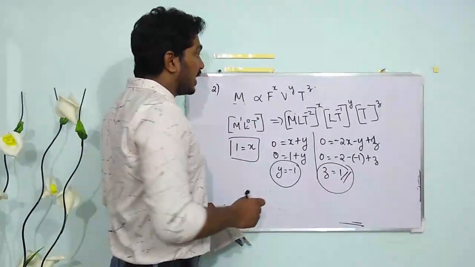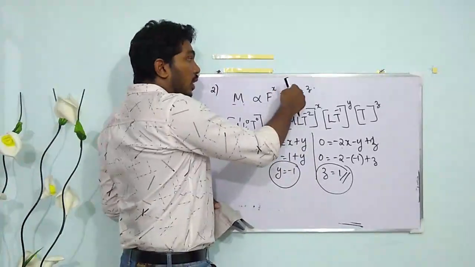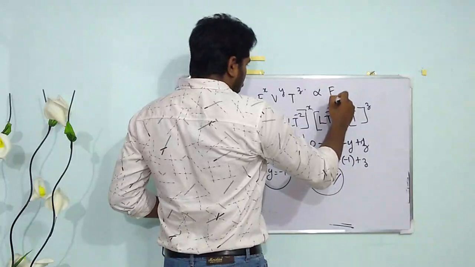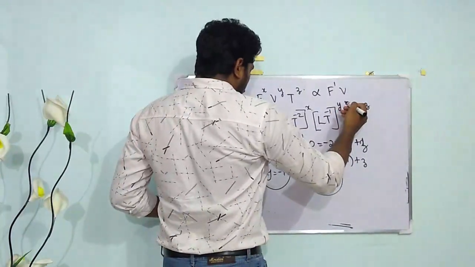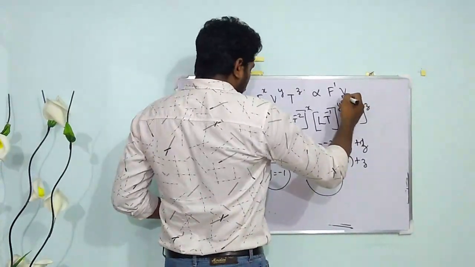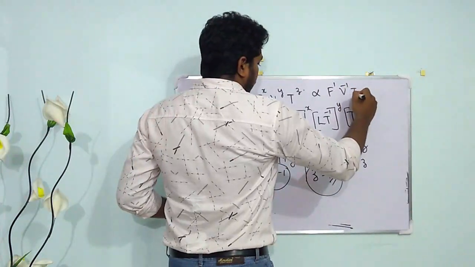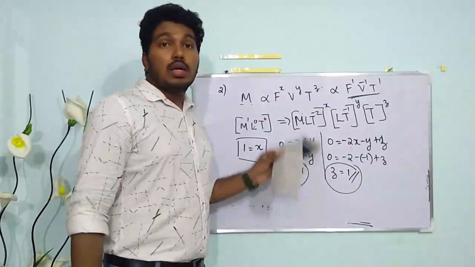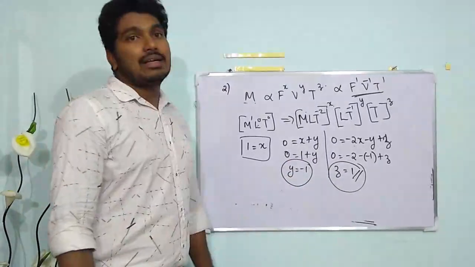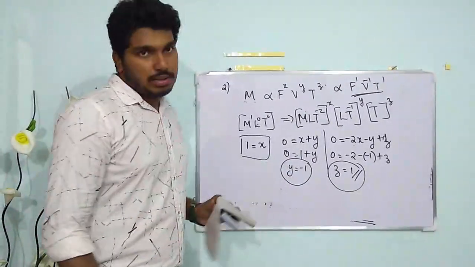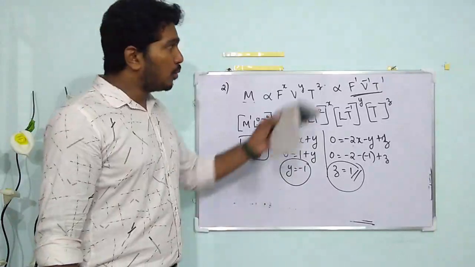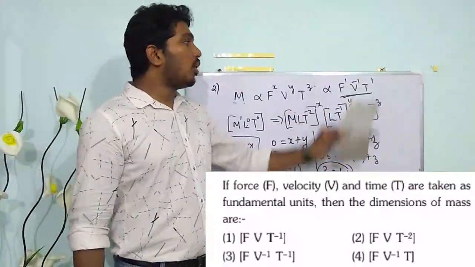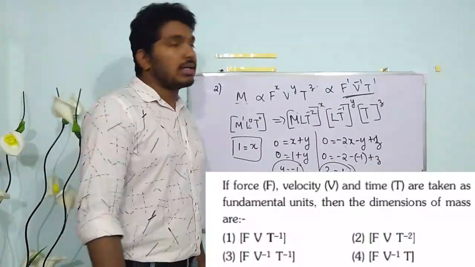Okay, so what do you get as the answer? You got the powers x, y and z. So you can write this as proportional to F raised to 1, V raised to minus 1 and T raised to 1. That is the answer for the question. Is it clear? You can find the option from there, right? So F raised to 1, V raised to minus 1 and T raised to 1.